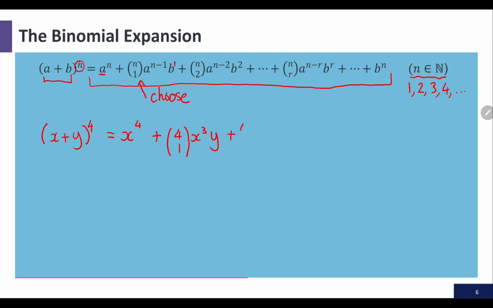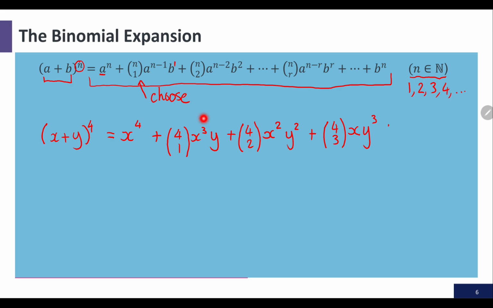The next term is n choose 2, which is 4 choose 2. And this time it says a to the n minus 2. Well, if n is 4, 4 take away 2 is 2. And then it says b squared. The next term, now it's not on here now, but we can see the pattern. The next one's going to be 4 choose 3 this time. x to the power of 1, or just x. And then y gets raised to the power of 3. Hopefully you're beginning to see a pattern now.